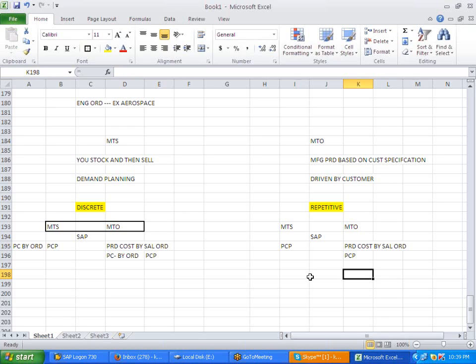So the requirement here, when I'm manufacturing a product over a period of time, is to track the cost at the product level, not at the order level. Okay, I got it. So I cannot use the product cost by order scenario here. Under product cost by sales order, I can use product cost by period.